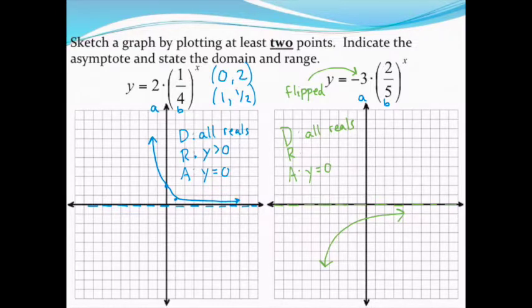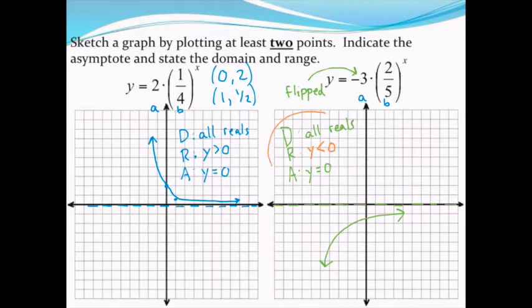The reason then that our range has changed, remember our range tells us how high or how low the graph goes. This time the graph doesn't go upwards forever, it goes downwards forever. So it's still going to be y and it's still going to be 0, but this time it's not all the numbers bigger than 0, it's all the numbers that are less than 0, because my graph starts from 0 and then drops down from there.